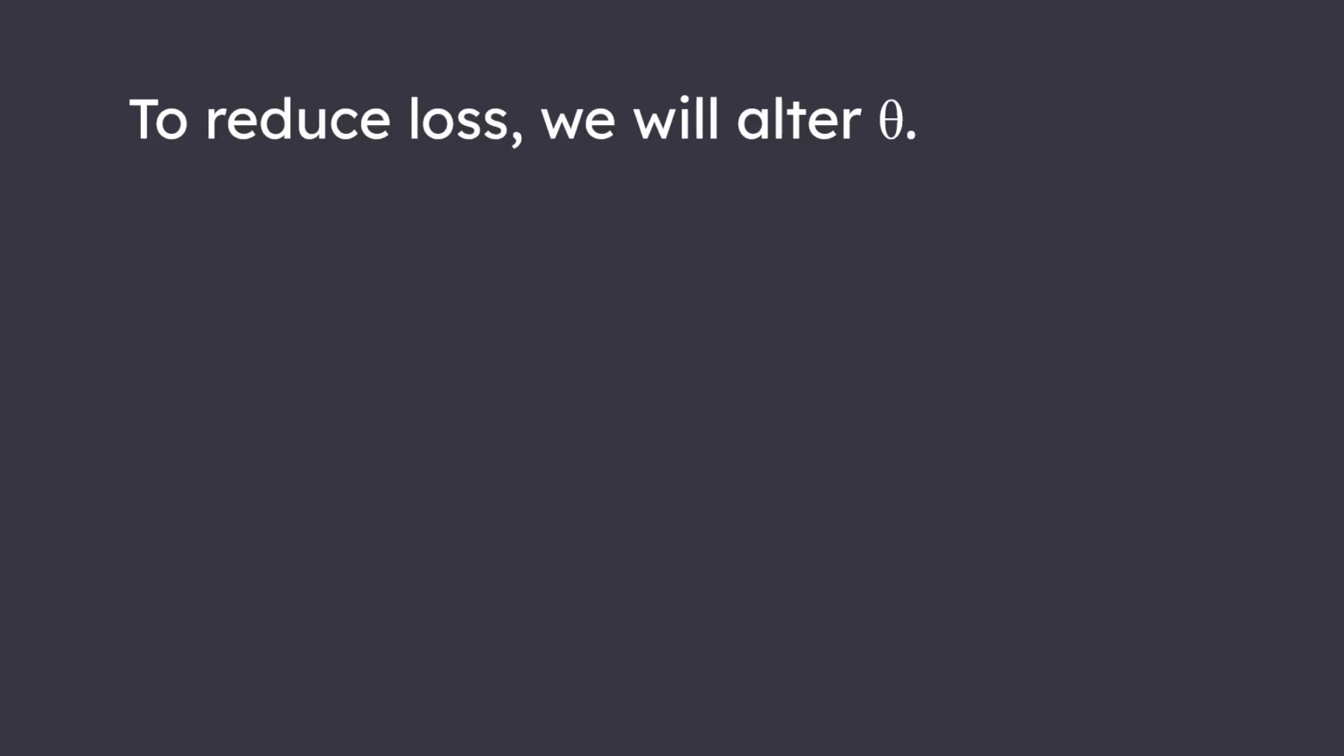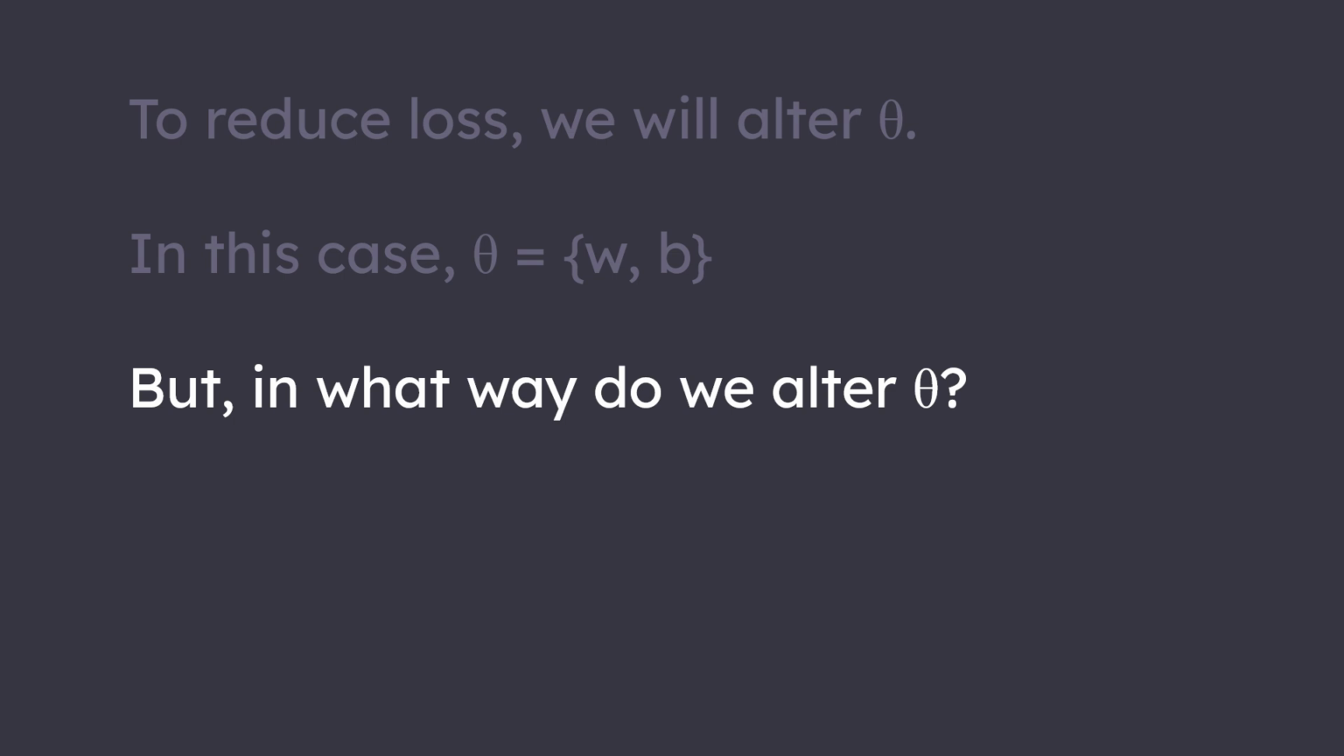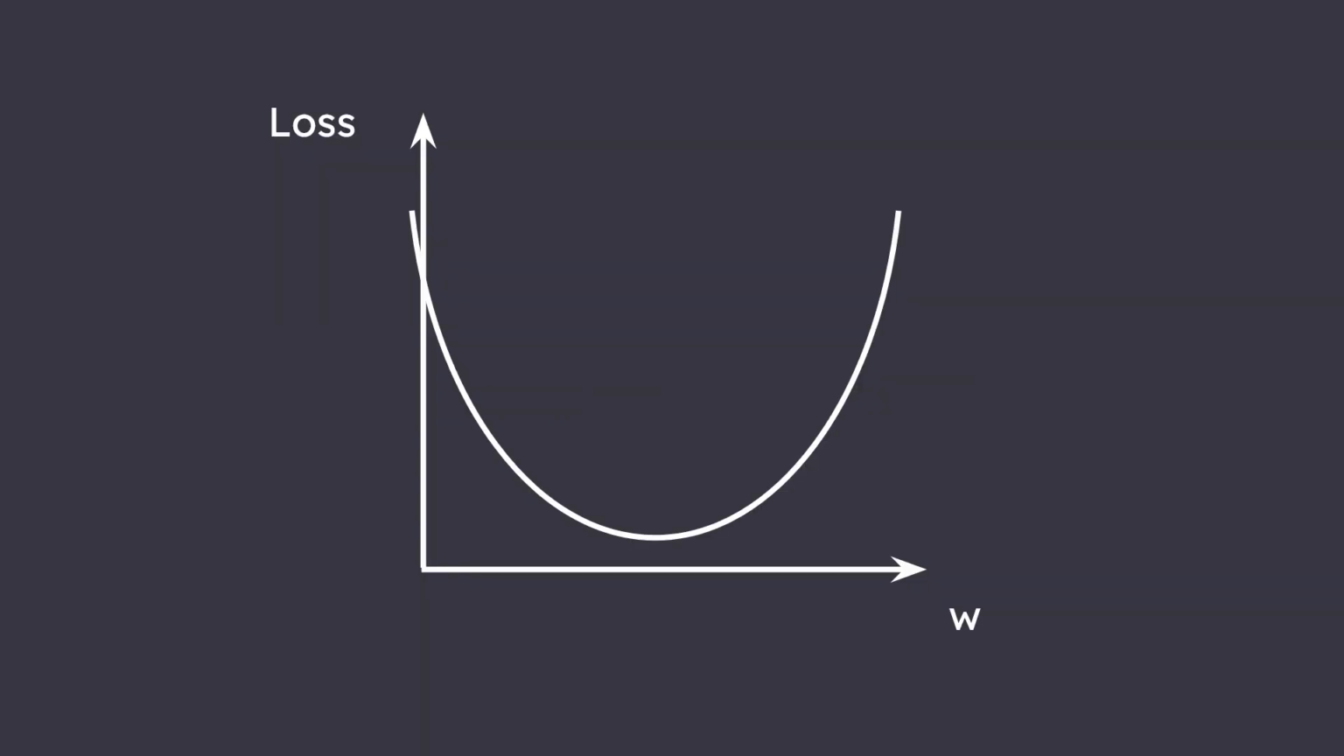To reduce loss, we need to alter theta. In the case of logistic regression, theta are the weights and bias. But in what way do we alter the weights and bias? Let's pretend we are working with only one feature, and therefore have only one weight.